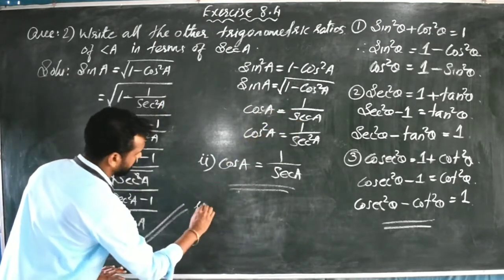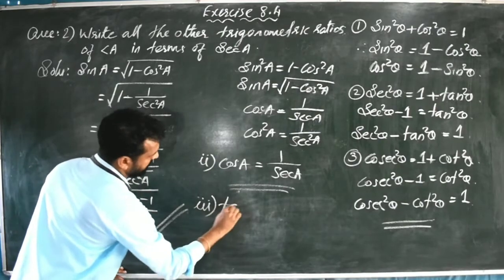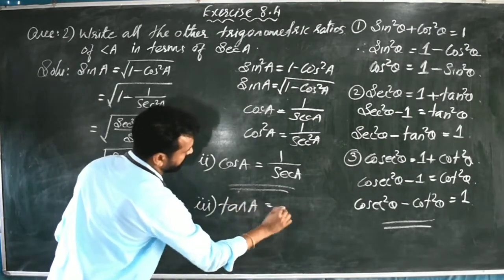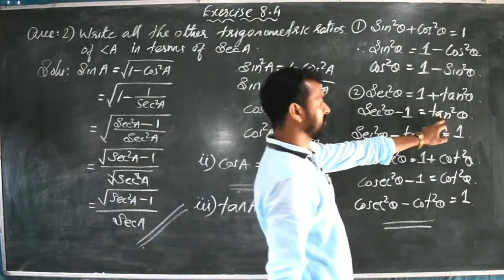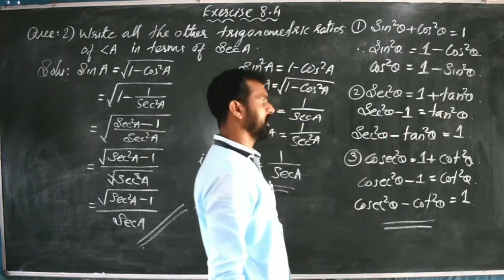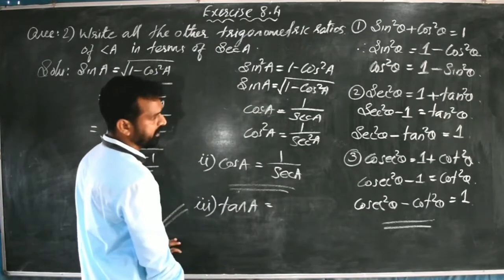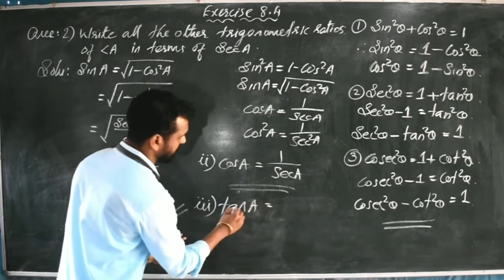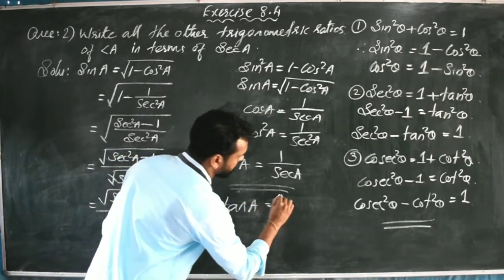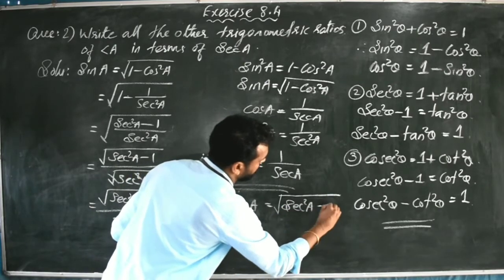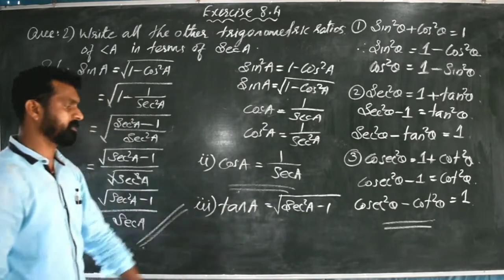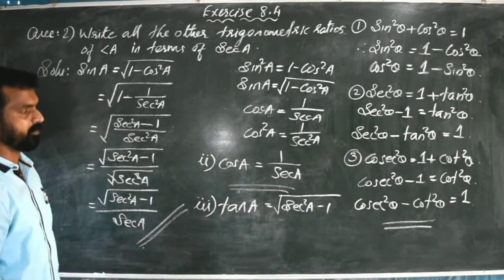Now number 3 is tan A. How can we represent that? Here we can represent it using tan square theta is equal to sec square theta minus 1. So tan A is equal to square root of sec square A minus 1.